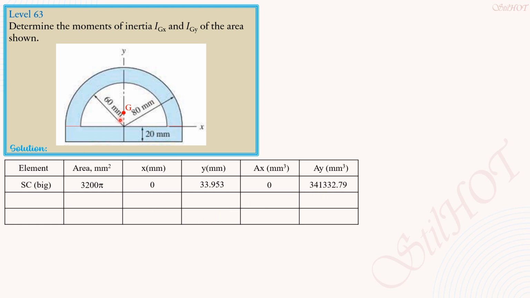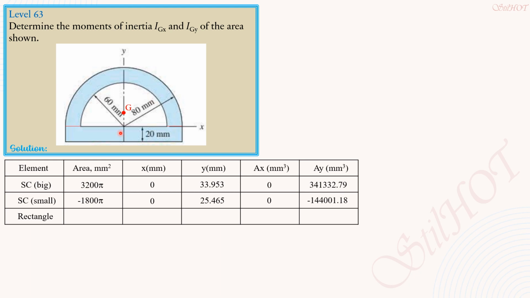Next is the small semicircle. Since it is to be removed, its area is negative pi 60 square over 2, so negative 1800 pi. Its x is 0 by symmetry. Its y is 4 times 60 divided by 3 pi, 4r over 3 pi, so 25.465. Area x is 0. Area y is negative 1800 pi times 25.465, negative 144,001.18.